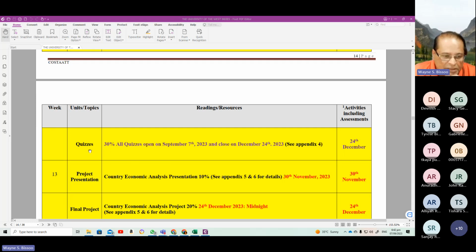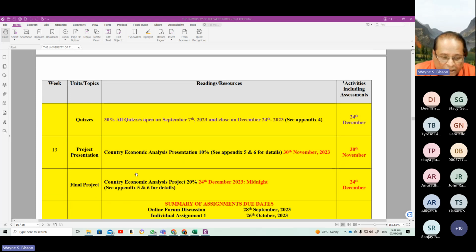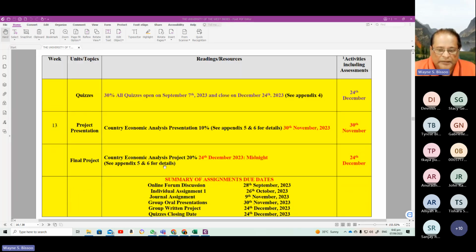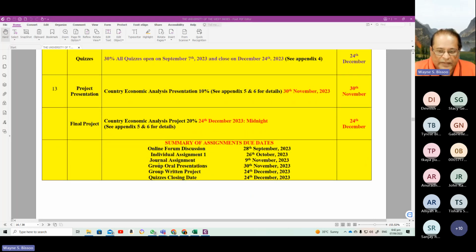Now, quizzes. All quizzes are open already and they close on December 24th, which is Christmas Eve. The final project, which is the written element, needs to be uploaded by the same date as well, the 24th of December.